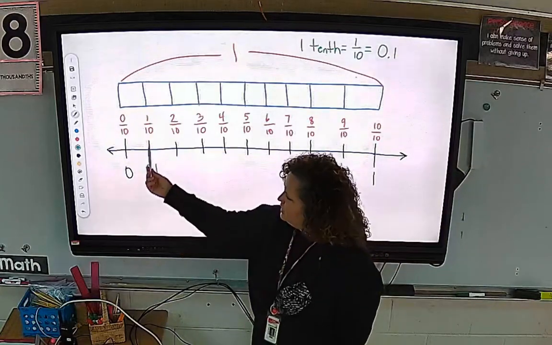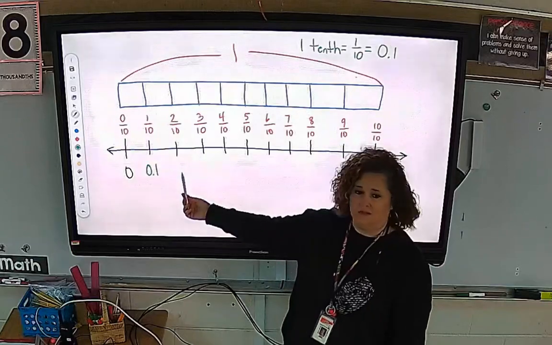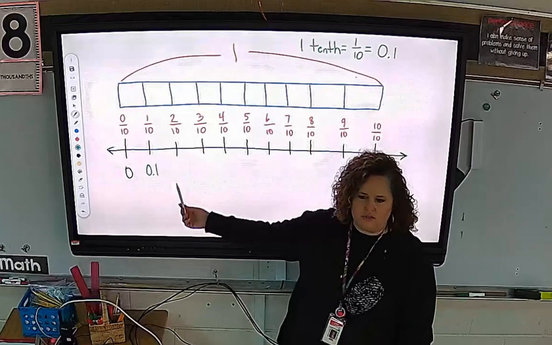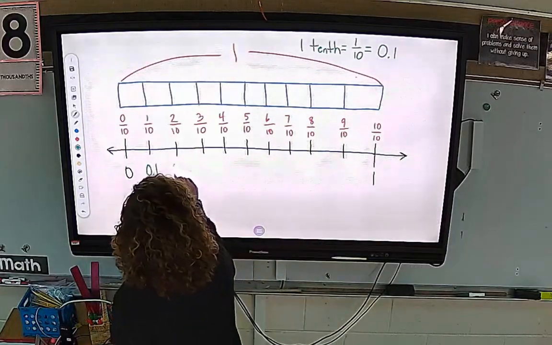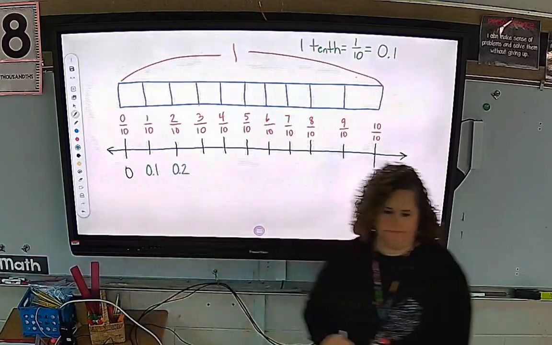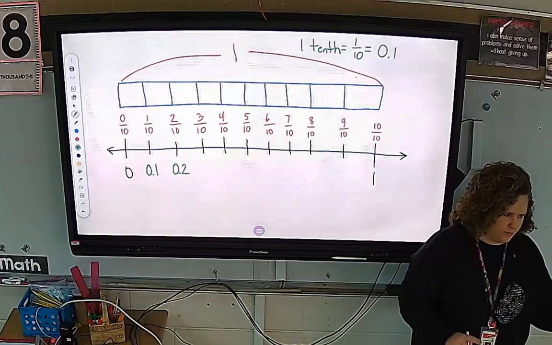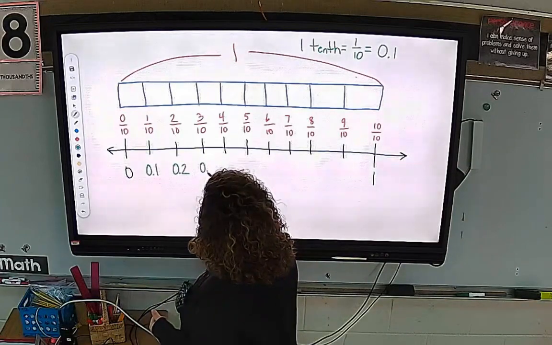All right, let's keep labeling. So if this is 1/10, what do you think right next door is going to be? 2/10. And let your fraction friends help you, okay? All right, so this is 0.2. What would be next door to 0.2? Yeah. 0.3, and let's just keep going.